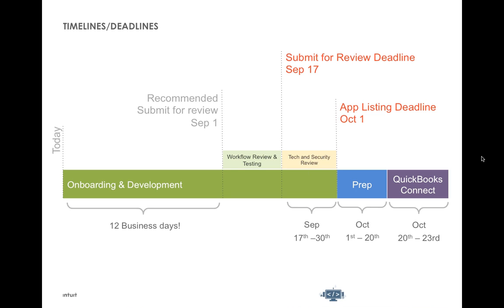So I just want to let that settle for a second. The app listing deadline is October 1st. The absolute submit deadline for you to be completed on time is September 17th. And the recommendation for submission is September 1st.